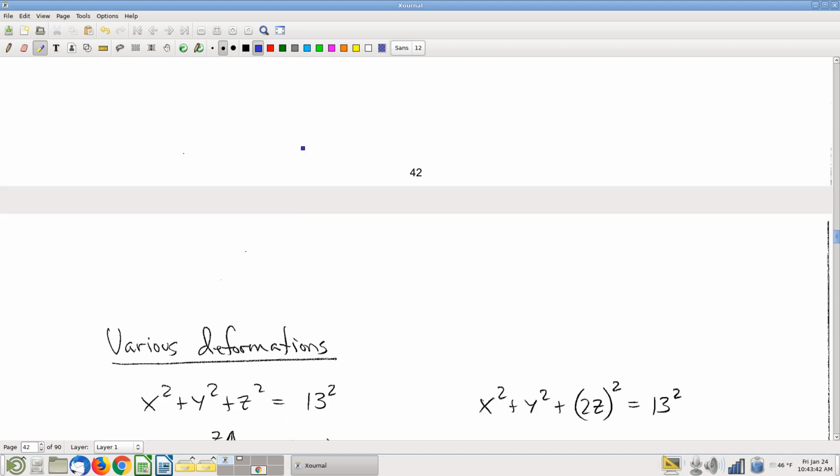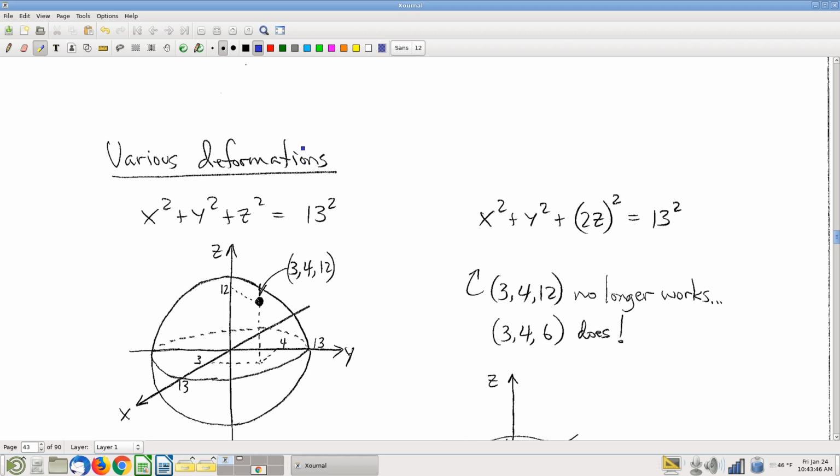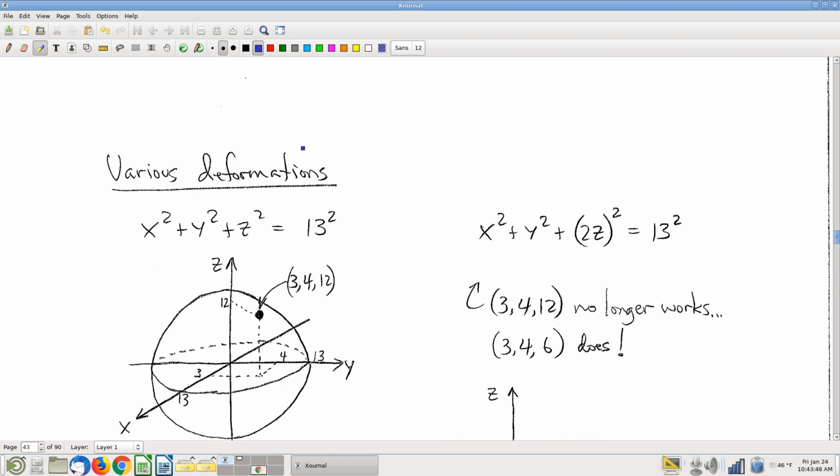All righty, moving along. Okay, I want to talk about various kinds of deformations of surfaces. I don't want to get rigorous about this. I just want to kind of show an example. I think the intuition, once you see an example, is really very satisfying. You'll notice a pattern, and the pattern just holds, and it's extremely believable. So here's the example. Let's consider this equation.